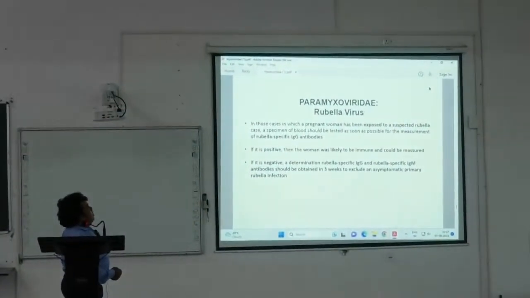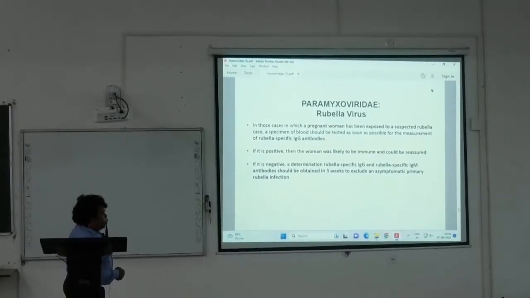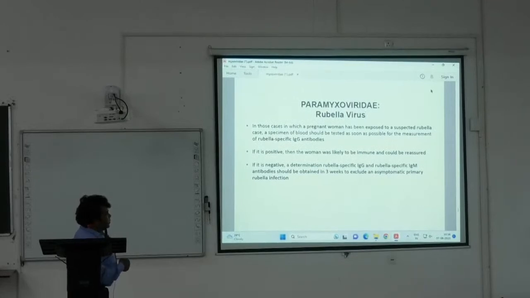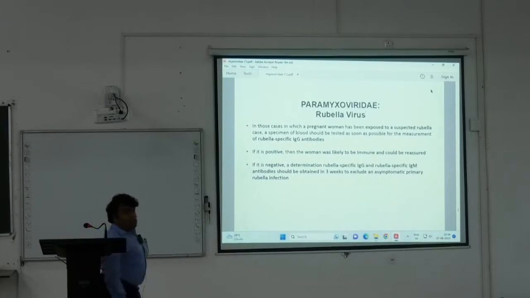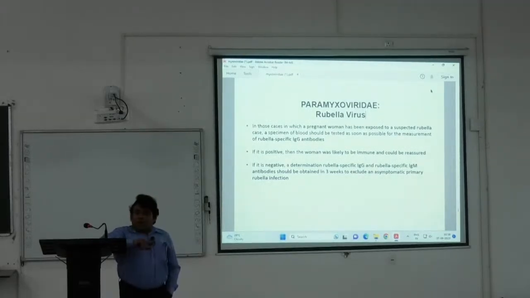So, if a pregnant woman is exposed to a suspected rubella case, we need to test the rubella-specific IgG antibody. If it is positive, then the patient is immune and she could be reassured. If the patient has IgG positive and high avidity, we can say that she has acquired it in a childhood illness or was vaccinated. In that case, nothing is to be done because the child is protected. If viremia occurs, the humoral antibody present in her blood will prevent the virus from spreading into the placenta and into the child.